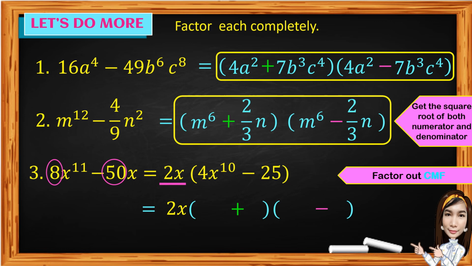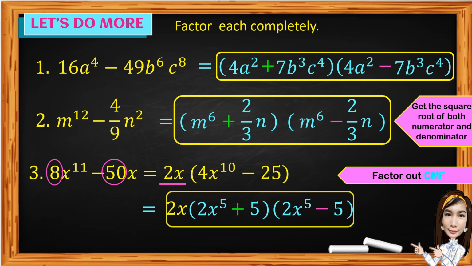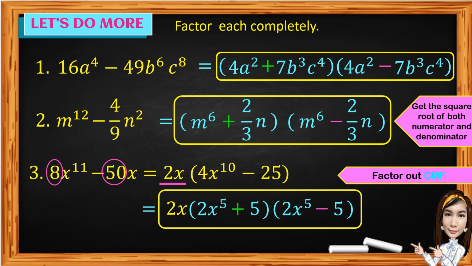Then write the remaining as the product of sum and difference of two terms. So square root of 4x to the 10th is 2x to the 5th. Square root of 25 is 5. So the factor is 2x times the quantity of 2x to the 5th plus 5 times the quantity of 2x to the 5th minus 5.